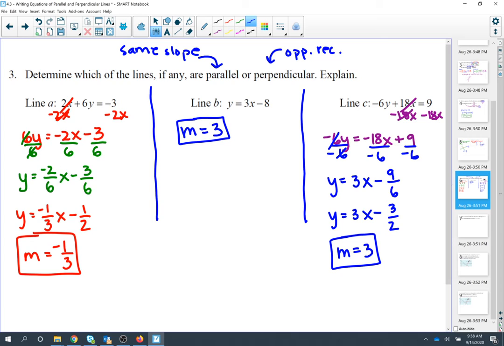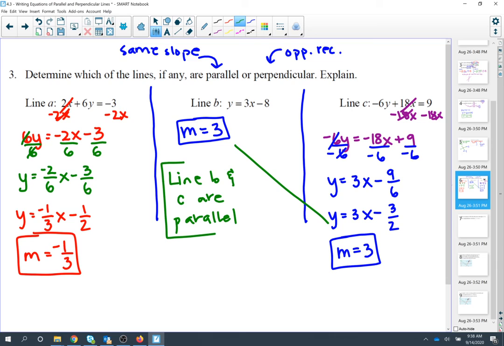Okay, so first of all, are any of the lines parallel? Meaning, do any of them have the same exact slope? And the answer is yes. So I'm looking at line B, I'm looking at line C, and I'm saying line B and C are parallel. They have the same exact slope.